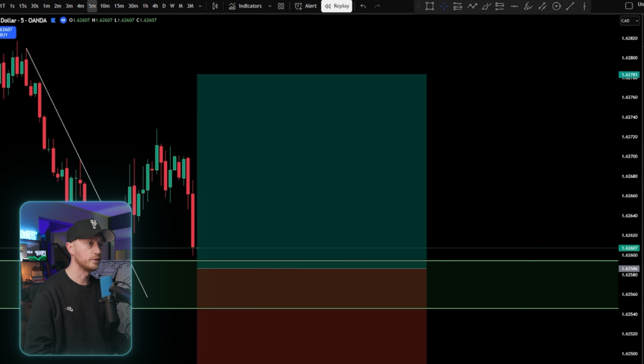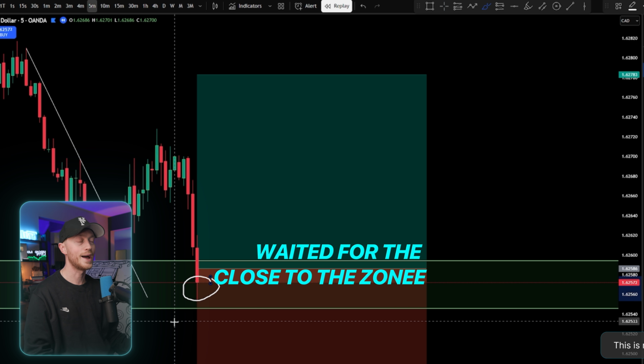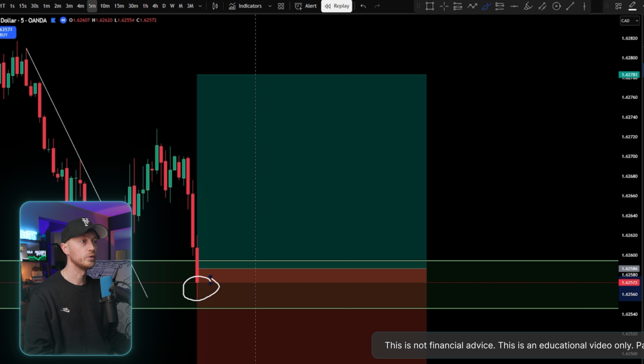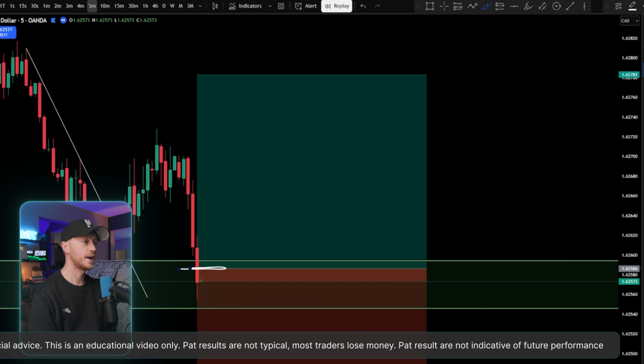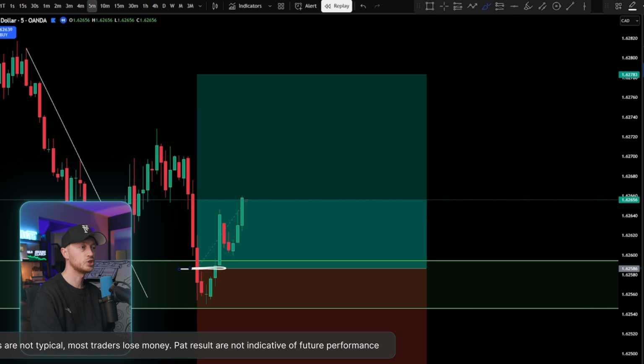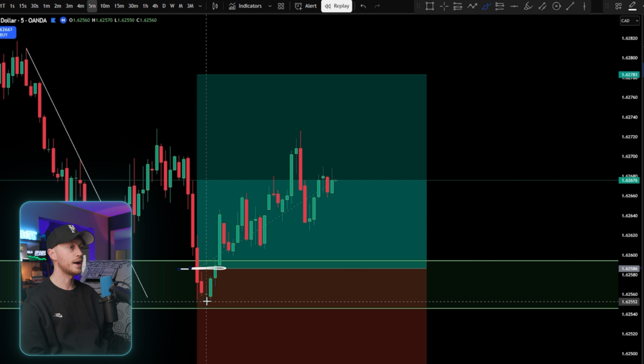Then what did I do? I waited for price to come down, and I waited for this. I waited for the close in the zone. I like that close in the zone. So then I just waited for price to break back above this level right here, and that's where I entered the trading position. And from there on, there was simply no drawdown.